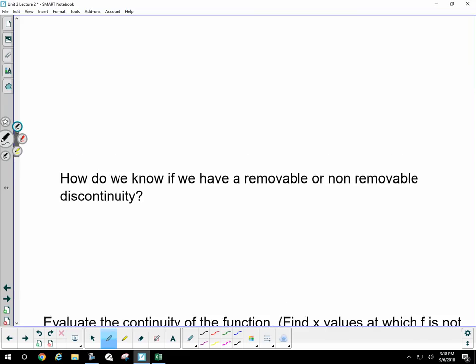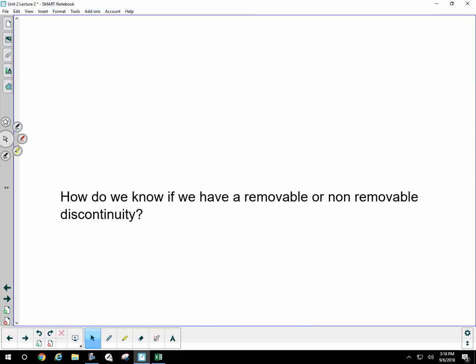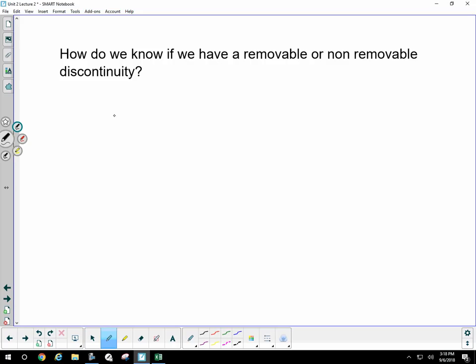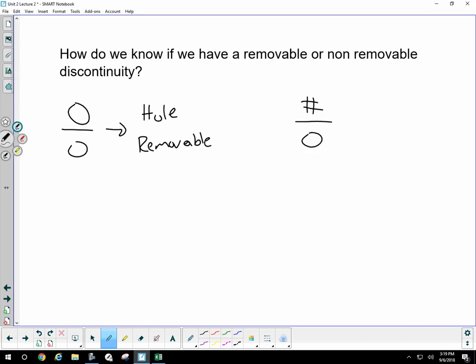How do I know if it's going to be a removable or non-removable discontinuity? Well, if you have a denominator that's equal to 0 and you have a 0 above it, that's your indication that we have a hole. It's not always going to happen. I'll show you one example where it doesn't. But when we have a hole, we call this a removable discontinuity. If we end up simplifying or plugging in a value and we end up with a number over 0, this is your indication that we have a vertical asymptote or an infinite non-removable discontinuity.